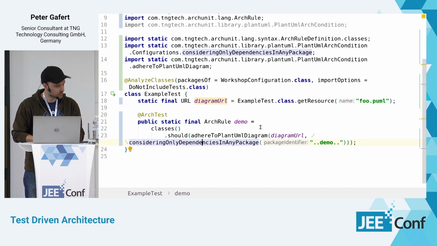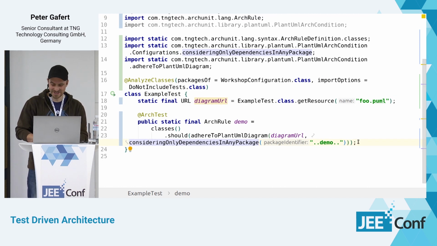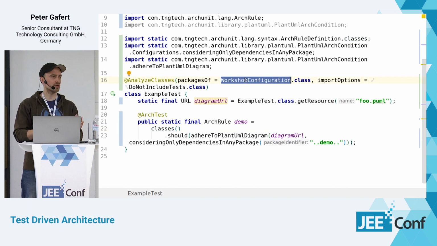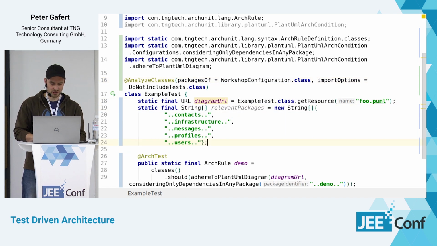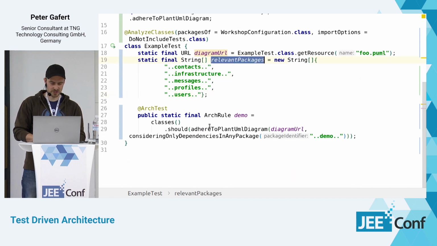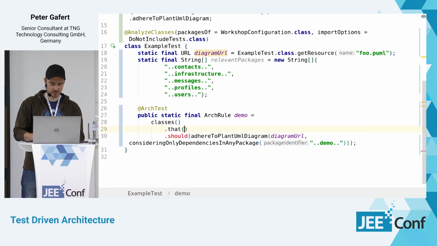Is this still okay? One more thing I have to do is, so I can't forget any classes. All the classes have to be in the diagram that I look at here. So if I import the package of workshop configuration, all the imported classes must somehow appear in this diagram, or it will throw an exception. So I did cheat a little bit and create something like this, relevant packages. So I'll just restrict the classes to those packages.